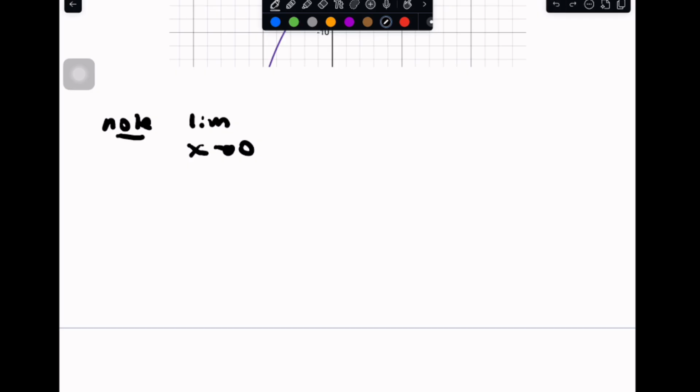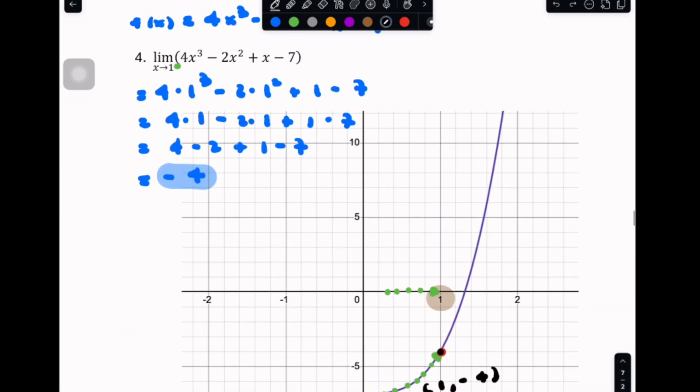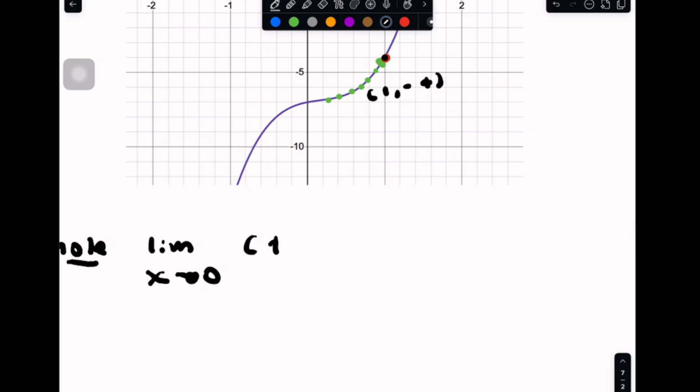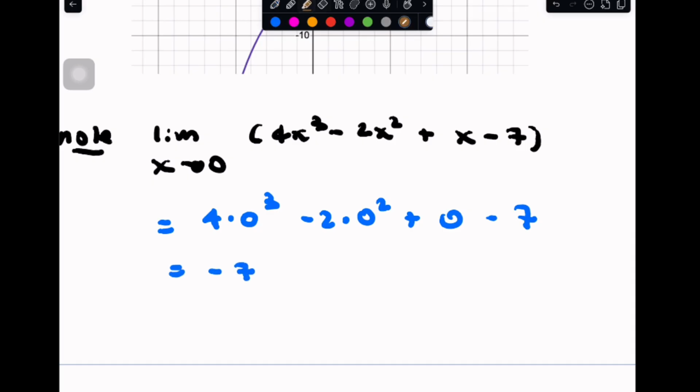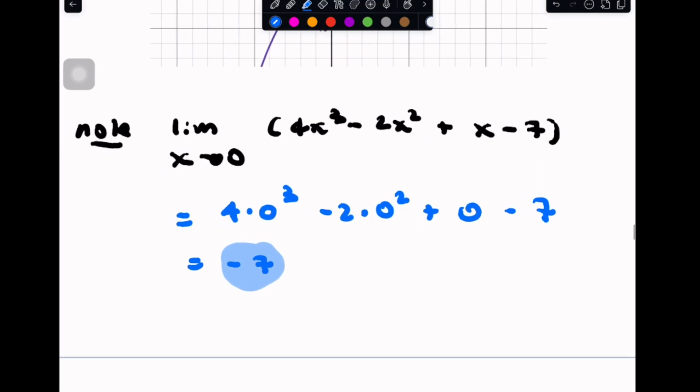Let's say from the right, or just 0 period. The same function, 4x cubed minus 2x squared plus x minus 7. What are you free to do to evaluate this limit? Just plug in the value and then use arithmetic, order of operation. Please excuse my dear Aunt what? Sally. What's the limit value on this one now? It's negative 7.